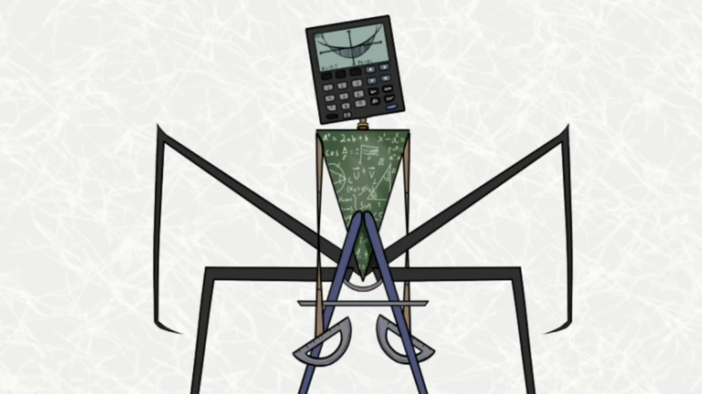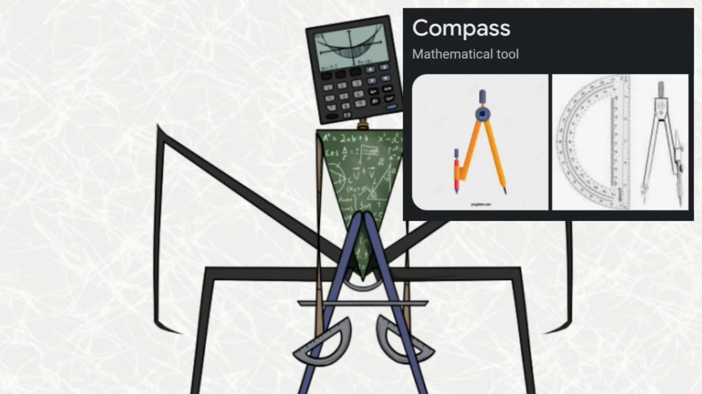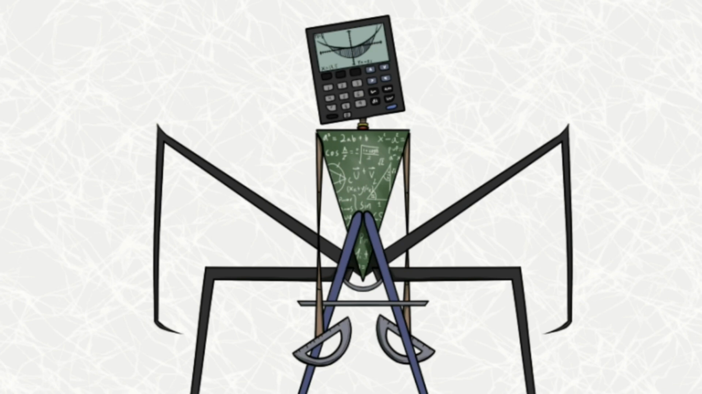And for the legs, I pretty much used a compass. I think that's what it's called. That's what it says when I looked it up. It's pretty much that tool that makes perfect circles. And while having a calculator head seems pretty straightforward, I did make it a graphing one, so it could form a little smile on the face, you know, be a little creepy.